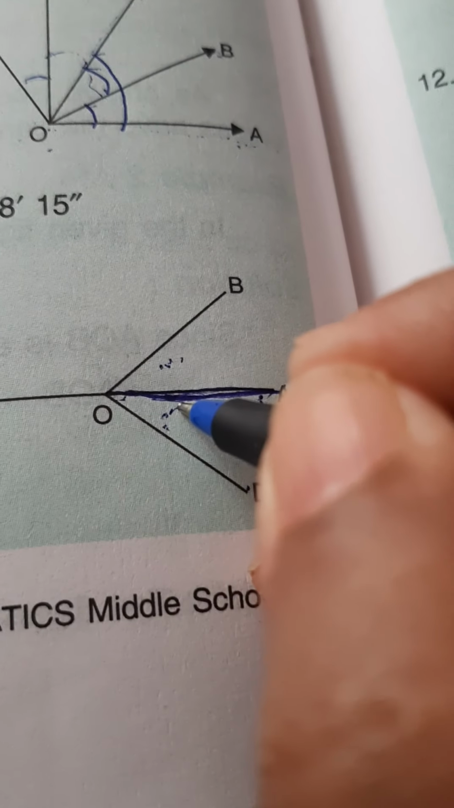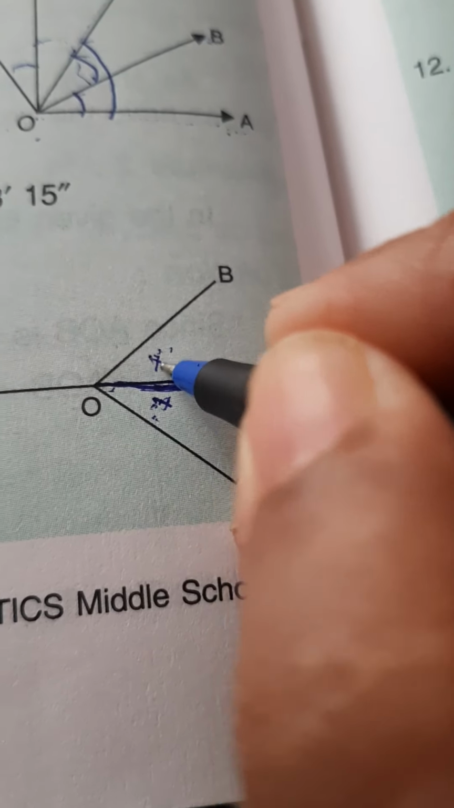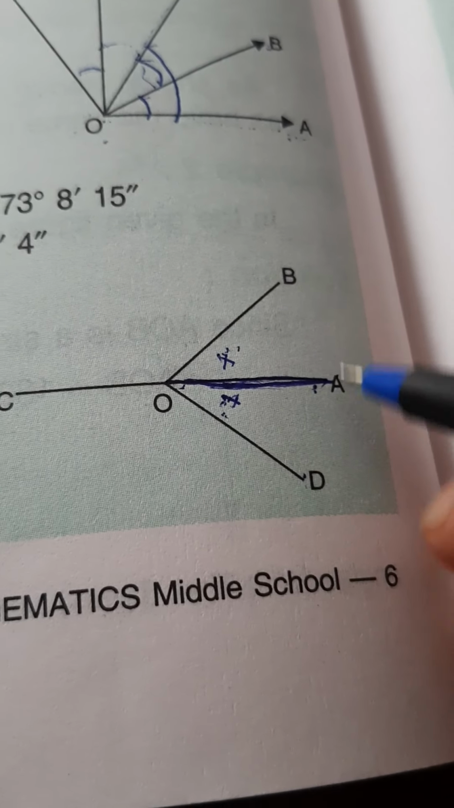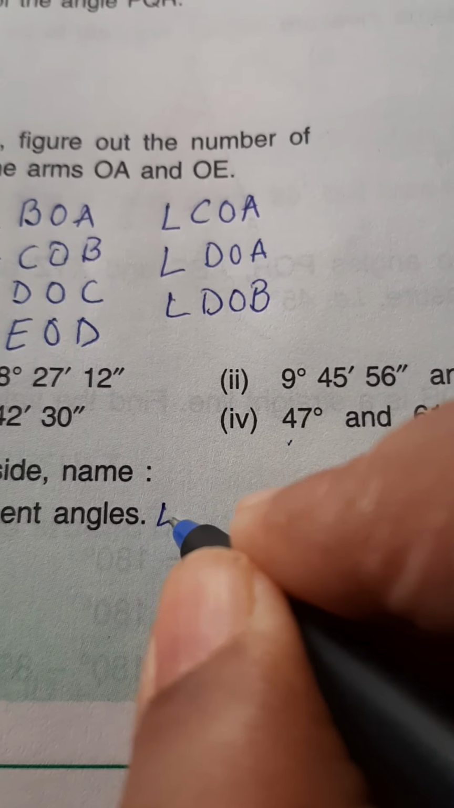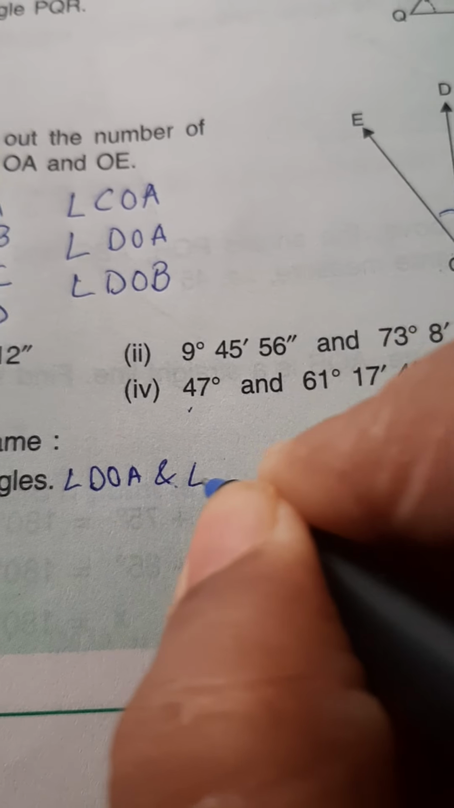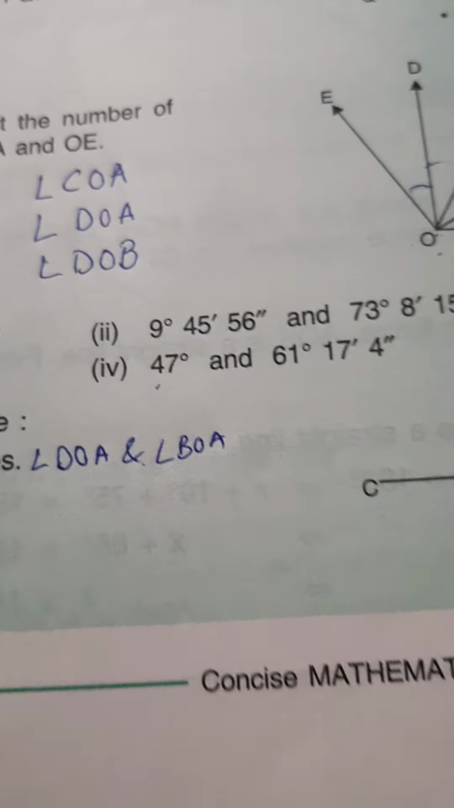So which are the adjacent angles here we have to find? So see this angle and this angle, they are adjacent angles. How will I write it? Angle DOA and angle BOA.